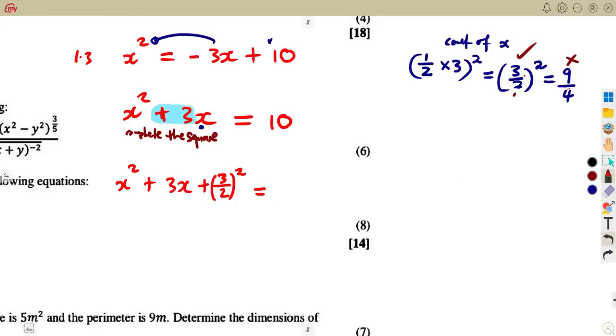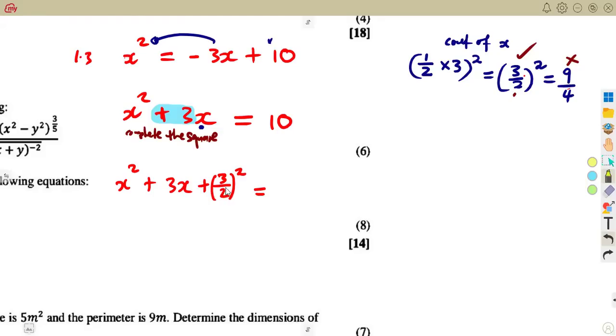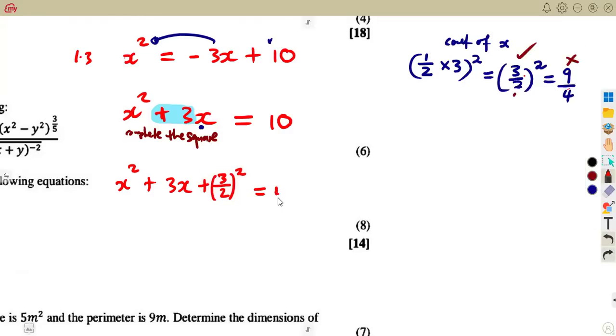Remember, this is the perfect square that we added to make this a perfect square. We added something on the left-hand side. Whatever we added must also be added on the right-hand side. So on the right-hand side, we've got 10. So we're going to add that same perfect square, the 3 over 2 squared, same as 9 over 4. So you must add it here also, whatever you added on the left-hand side. If you see properly here, the left-hand side, we are going to factorize.